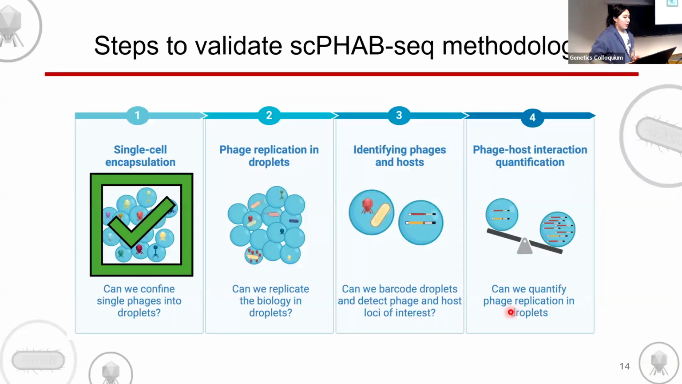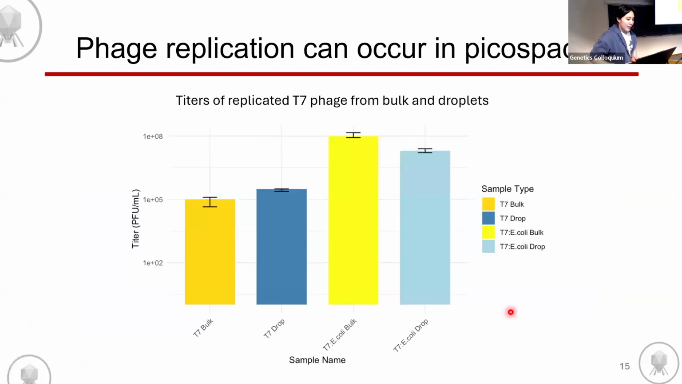Next, we wanted to see whether we could actually replicate the biology inside of the droplets. So what I did was I took some phages at a concentration and I used this for bulk and droplets. And then I essentially allowed the phages to replicate within the bulk sample or the droplets, and then collected the phages and then titered them to make sure that phages were actually able to replicate in both conditions.